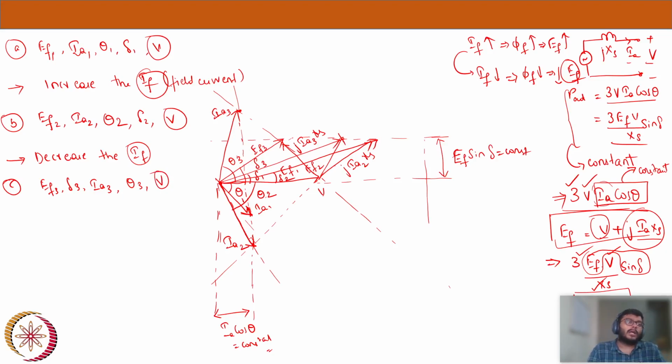Now what are the power factor conditions here? Let's analyze this complex phasor diagram now. At the initial condition, we have a lagging power factor, because V and IA1 have a lagging power factor theta 1. And now if you see operating point number 2, this is where IA2 is, and the angle between V and IA2 is theta 2. It is also lagging.